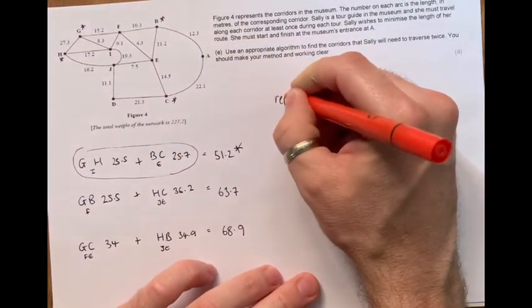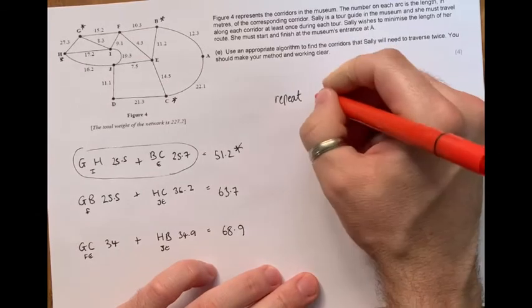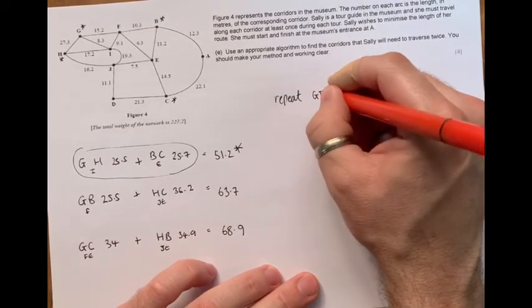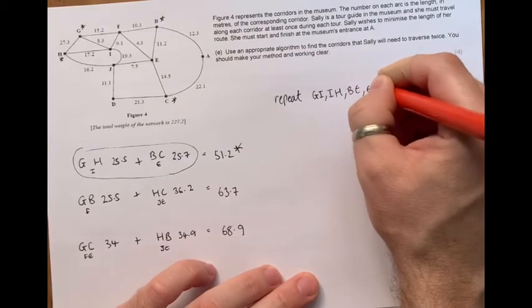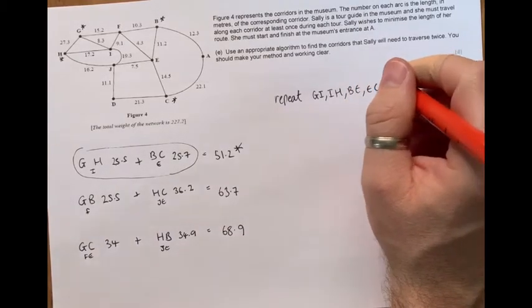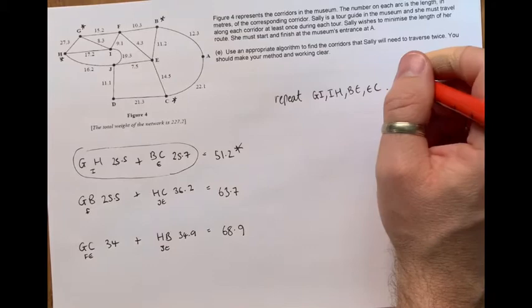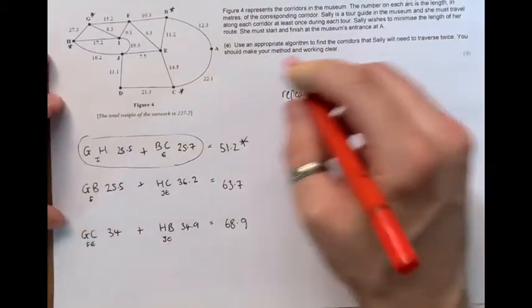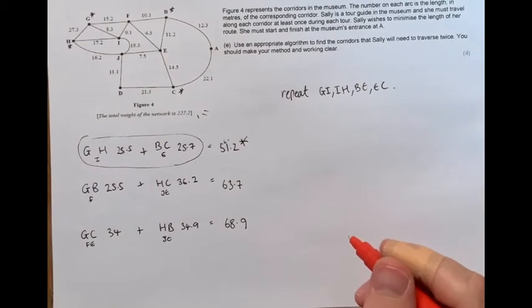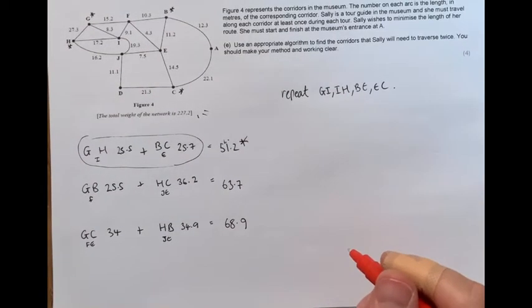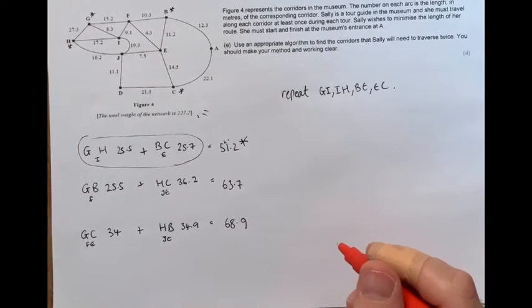So we're going to need to repeat, not GH, but GI, IH, and BE, EC. Normally you'd ask, what's the total weight for an extra mark, and you just add on these two together. And then you often get another part where it says you can start and end at different points, but we didn't get asked that on this question.